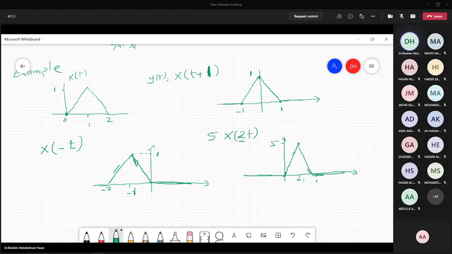Any questions so far? Similarly, if we have half multiplied by t, it's going to expand this one. Okay, expand, and whatever you have at 2, it becomes at 4. It starts from 0, this one becomes 2, this one becomes 4.